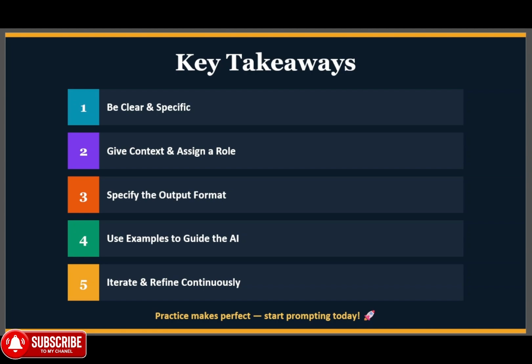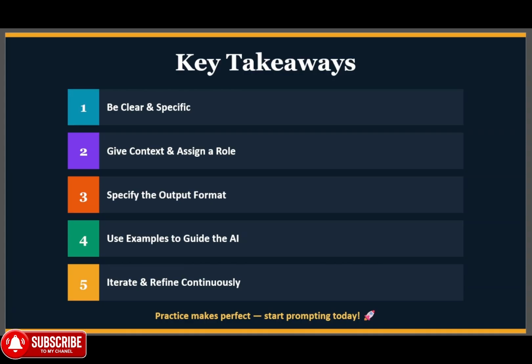Rule number 2, give context and assign a role. We saw photosynthesis go from science textbook to beautiful story about Lily the leaf. We saw a boring Instagram caption become something with real personality and a call to action. Role assignment is one of the fastest ways to level up your prompts.